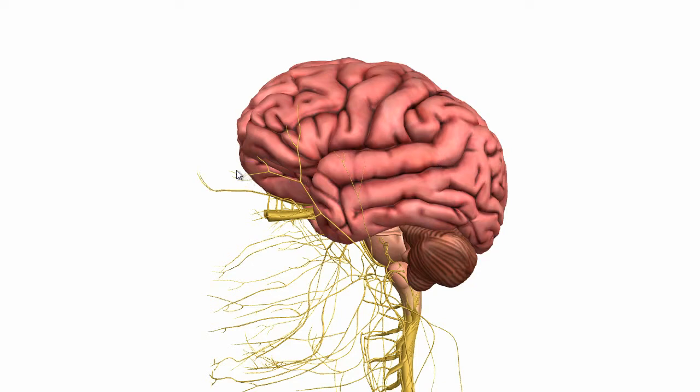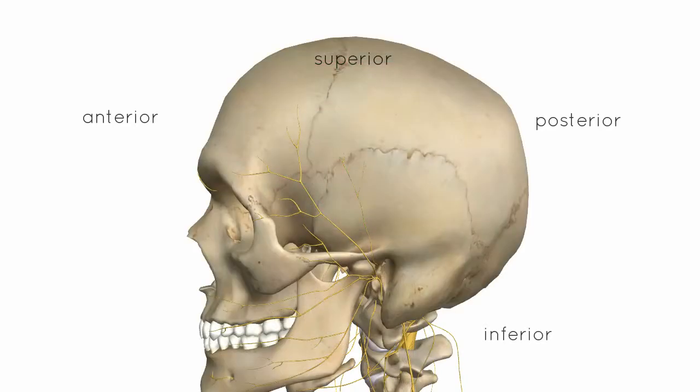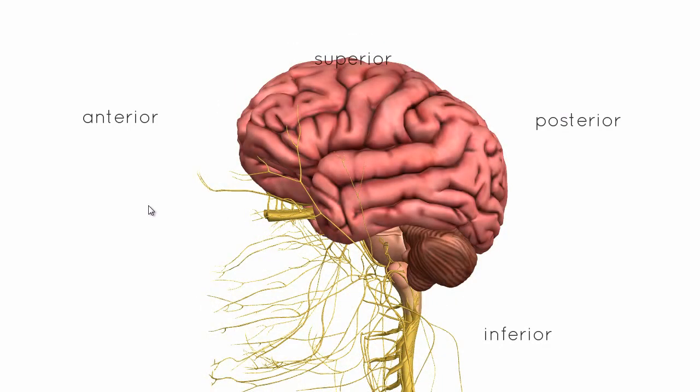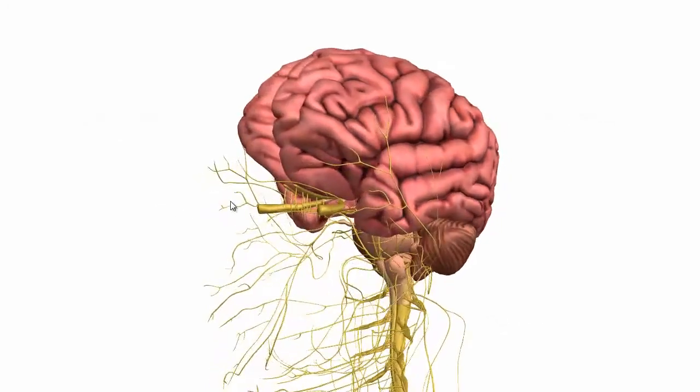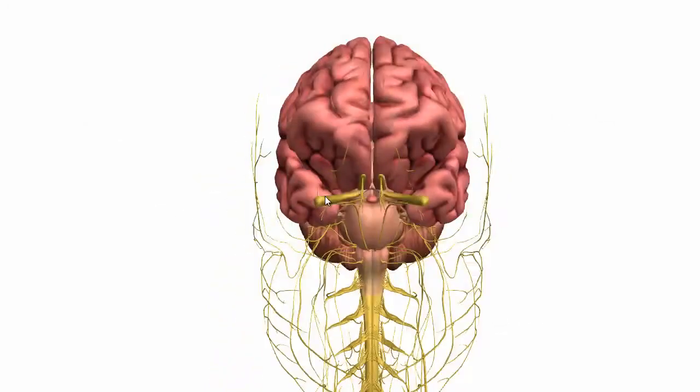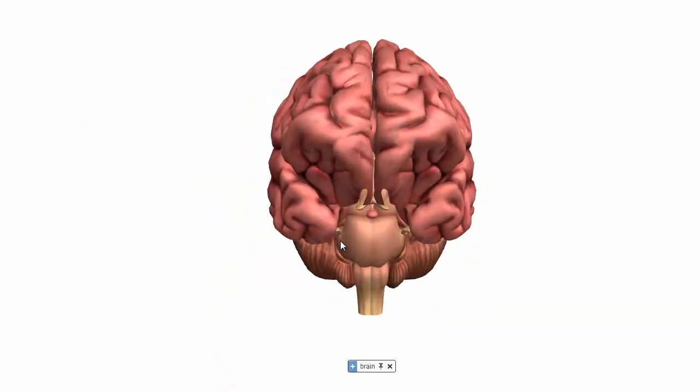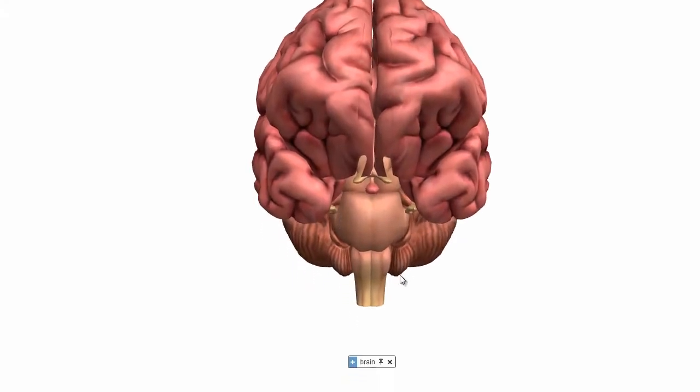So we'll start off by looking at the brainstem. First of all, I'll just point out what we're looking at here. We're looking at a side view of the brain. Anterior is this side, posterior is this side, and obviously superior and inferior. So you can see the brain, how it sits there. I'm just going to rotate it around and we'll take a look at the brainstem. I've just removed some of the nerves to make it a bit clearer.